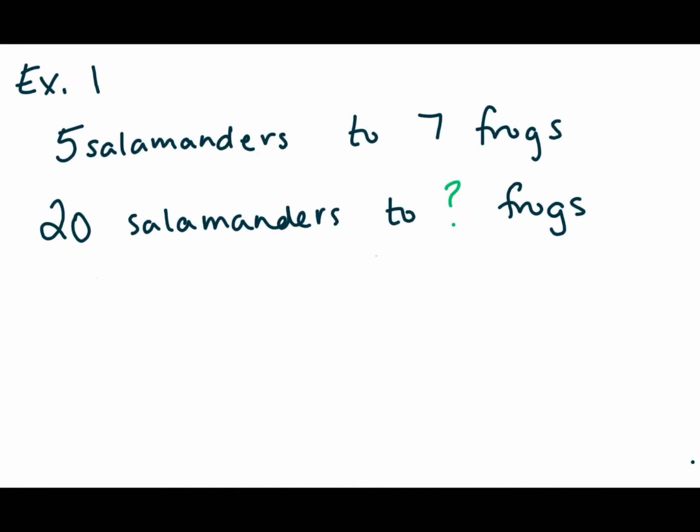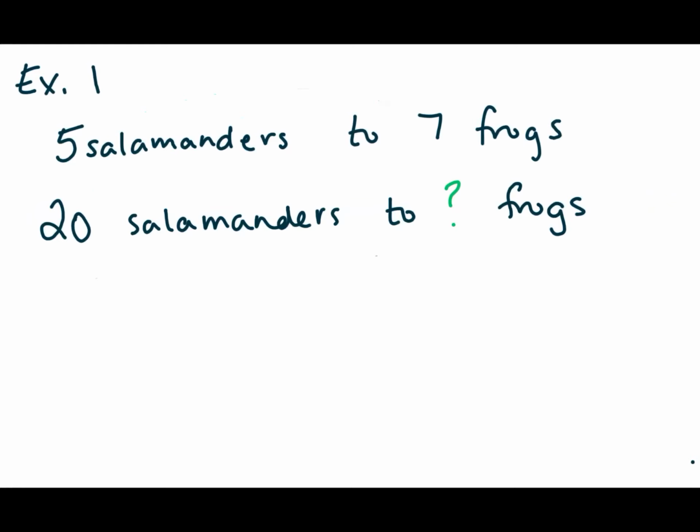Now, the first example gives us a ratio problem of salamanders to frogs. It says that for every 5 salamanders, there are 7 frogs. So if there are 20 salamanders, how many frogs are there? Now, I know some students might be tempted to assume that we can just add, right? But when we're looking at proportions, we cannot do that.